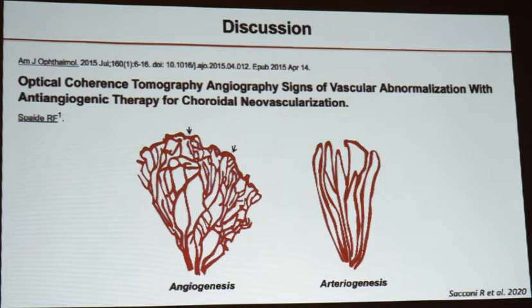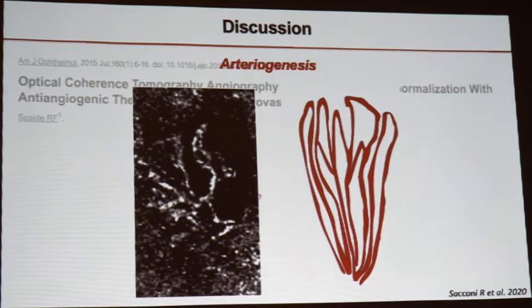And probably this was due to the different mechanisms at the basis of the pathogenesis of these 2 different kinds of vessels. Rick Spaide published this paper some years ago in which he described 2 different mechanisms at the basis of macular neovascularization. The angiogenesis, that is characterized by a very high rate of capillaries, and this mechanism is at the basis of macular neovascularization with a great exudation from a clinical point of view. And on the other hand, there are macular neovascularizations characterized by arteriogenesis, in which there are only large vessels with a very low number of capillaries. The group with no exudation, the arteriogenesis.